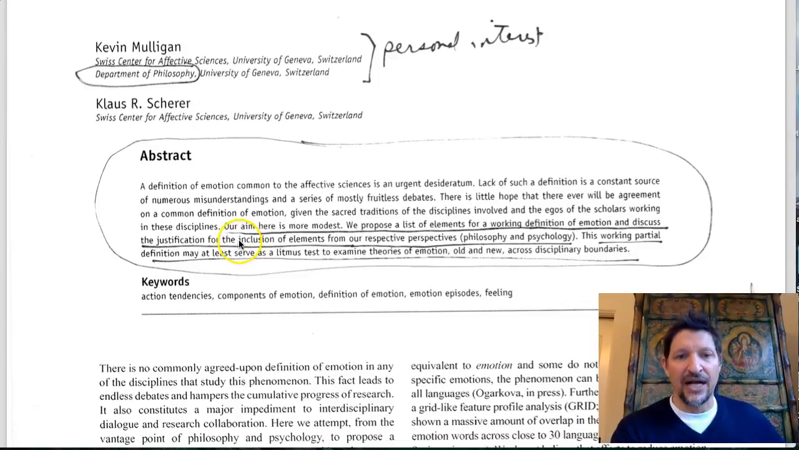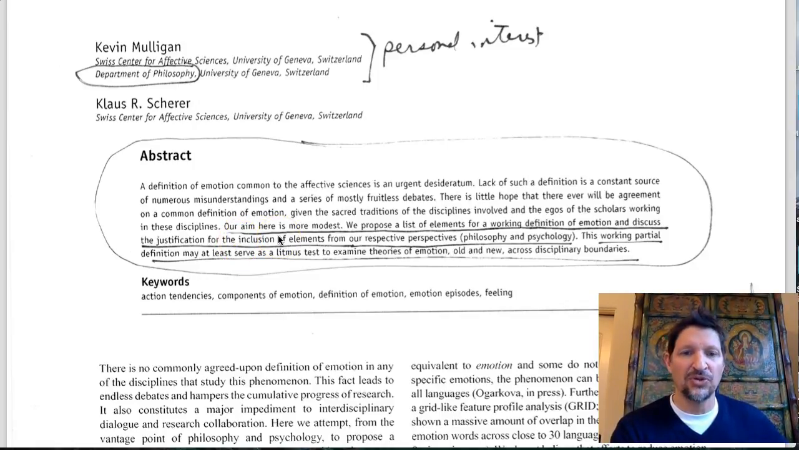And it says here, "Our aim here is more modest. We propose a list of elements for a working definition of emotion and discuss the justification for the inclusion of elements from our respective perspectives. This working partial definition may at least serve as a litmus test to examine theories of emotion." So they're trying to create kind of attributes.